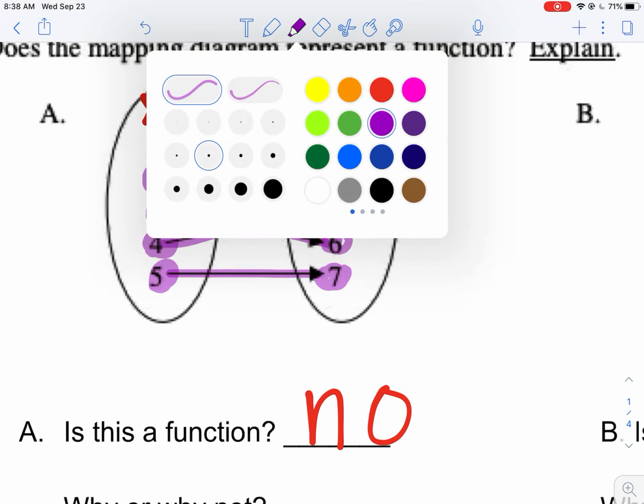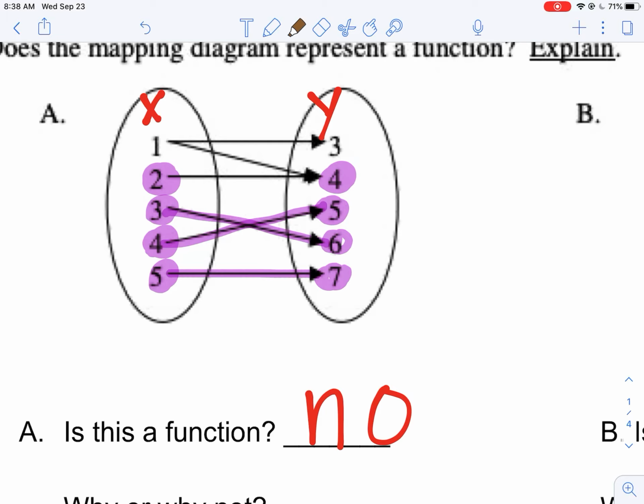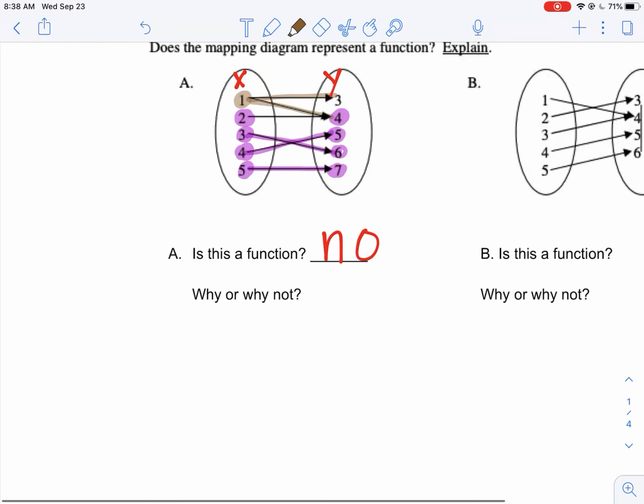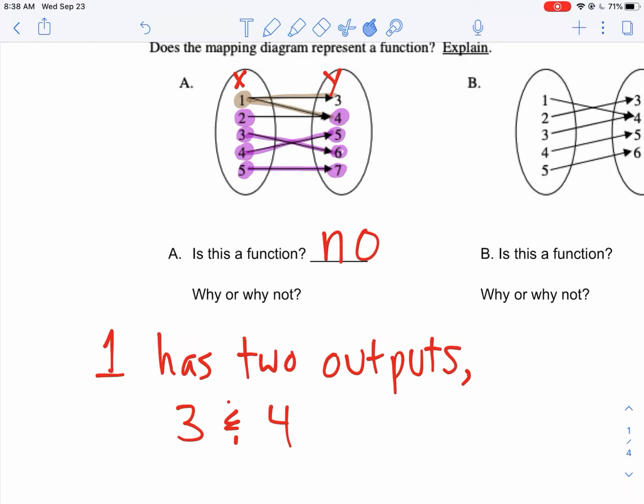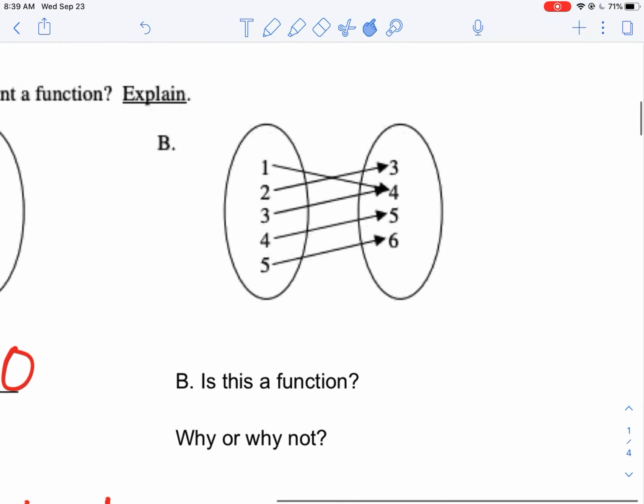Only one possible answer. However, when you get to 1 here, what this is telling you is, okay, 1 goes in. Well, you could get 3, or you could get 4. So that tells me this isn't a function, because 1 has 2 outputs, 3 and 4. That's what you're looking for here to determine whether it's a function or not. Does each input have only one output?